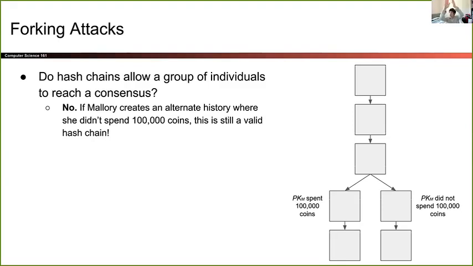So now we have one flow of history where Mallory spent 100,000 coins, as she actually did, and another flow of history where she didn't. And we have no way of determining which one is the correct one. So we need some way of agreeing on which chain is the truth. We need to all agree on this without placing trust in any individual.